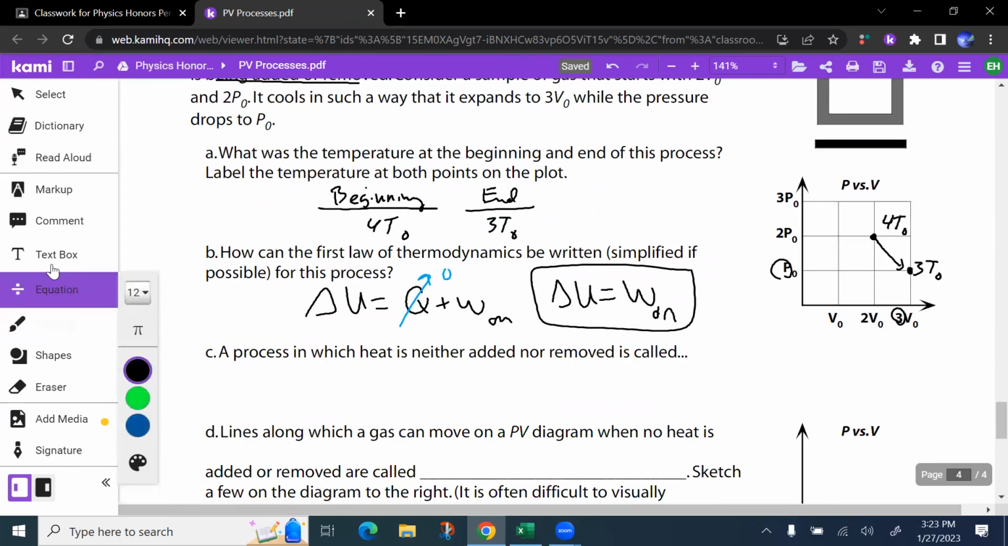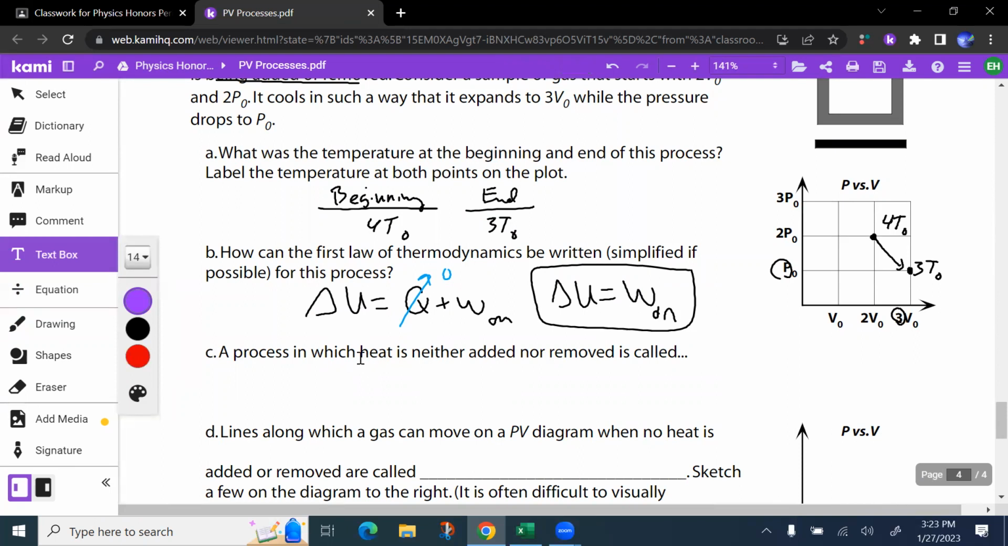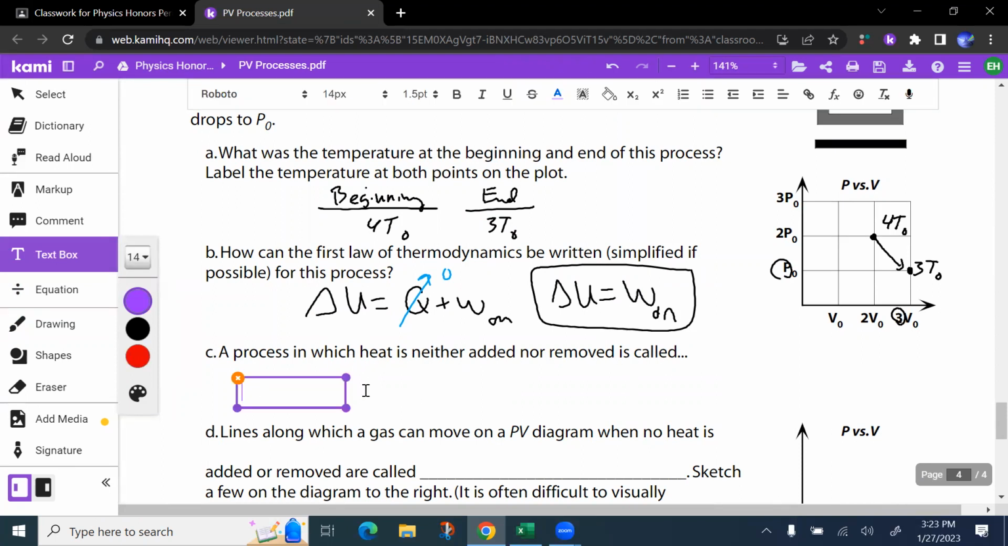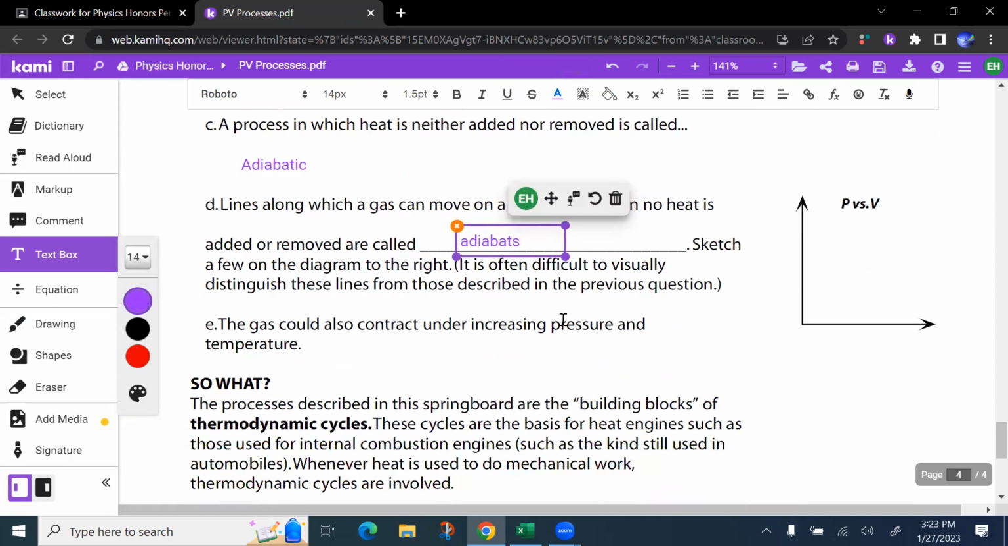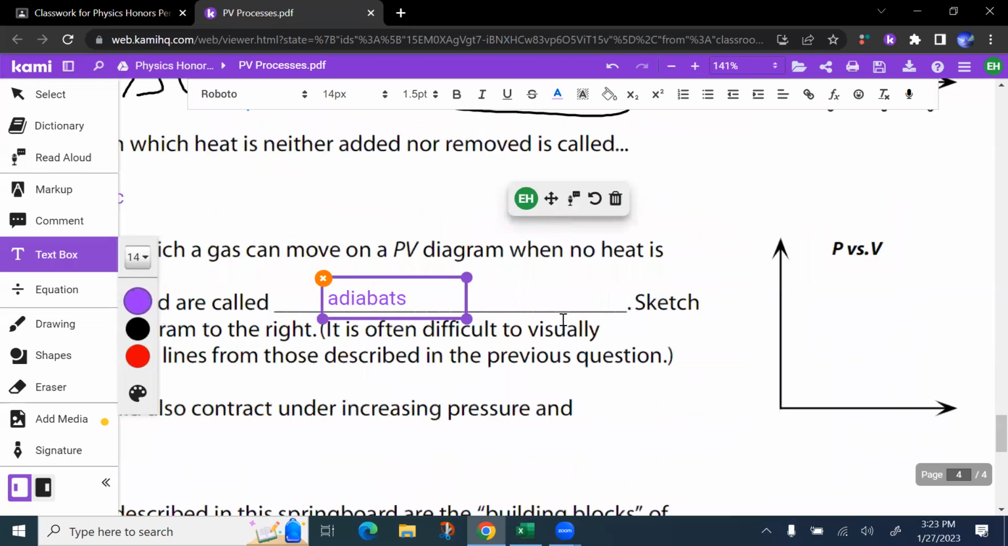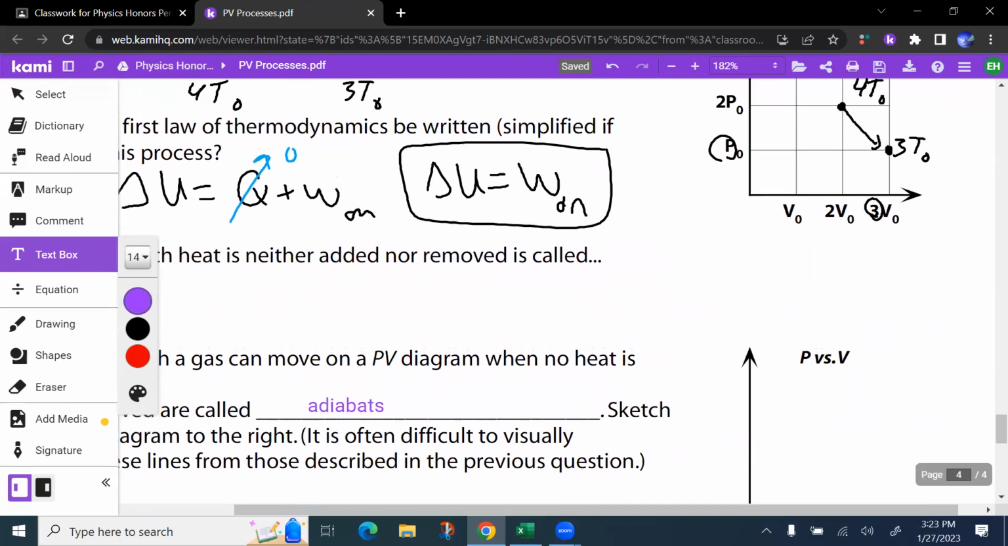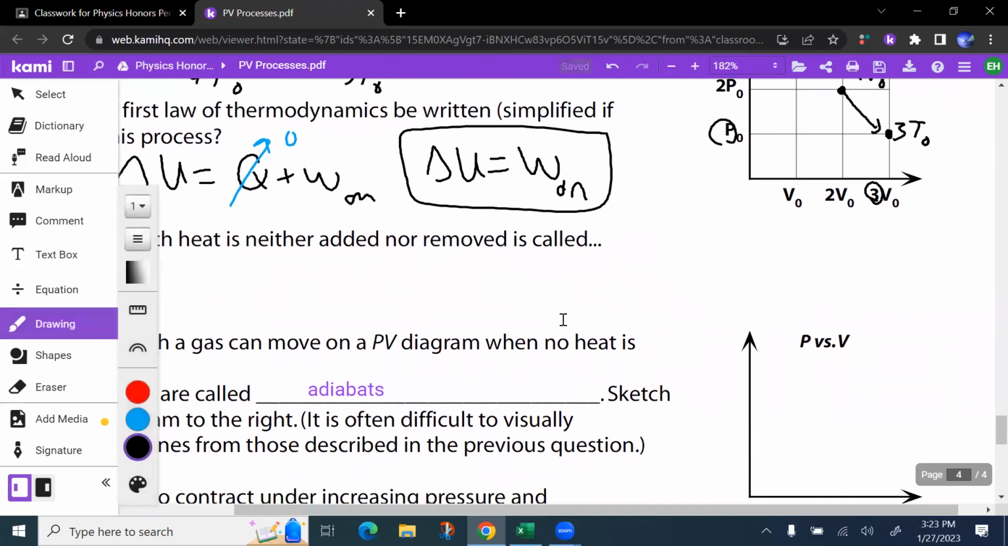A process in which heat is neither added nor removed is called adiabatic. Lines along which a gas moves on a PV diagram when no heat is added or removed are simply referred to as adiabats. Sketch a few of these lines. The difference between isothermal and adiabatic on a PV diagram is really the steepness of the curve. Adiabatic processes are going to be drawn very steep like this. And again, they can go in reverse order. You can have adiabatic compression or expansion.